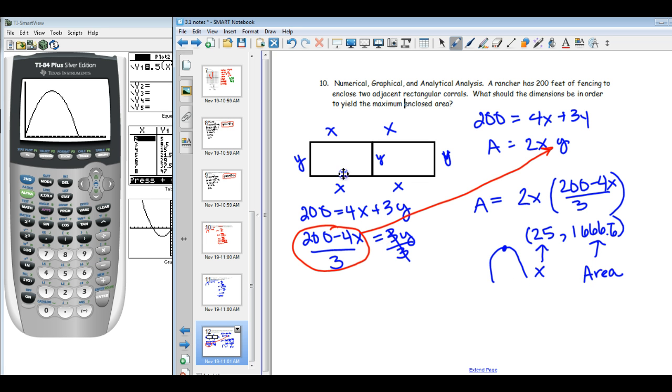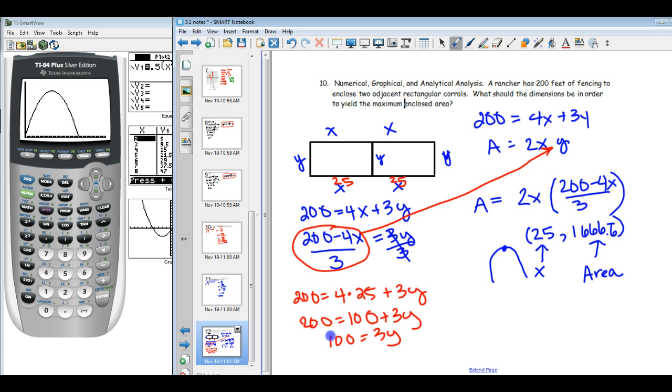So the dimensions of the pen, x is 25, and then we still need to find the y. So 200 equals 4 times 25 plus 3y, and then just solve that. And so the dimensions of the pen, since we have 25 here and 25 here, the actual dimensions are 50 by 33 1/3.